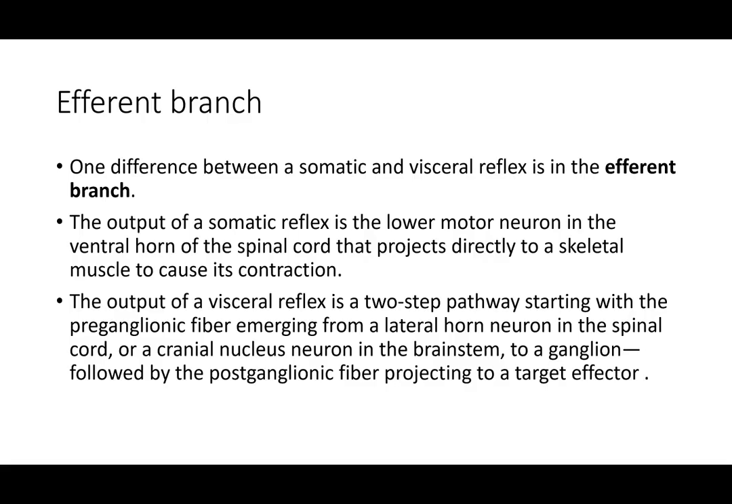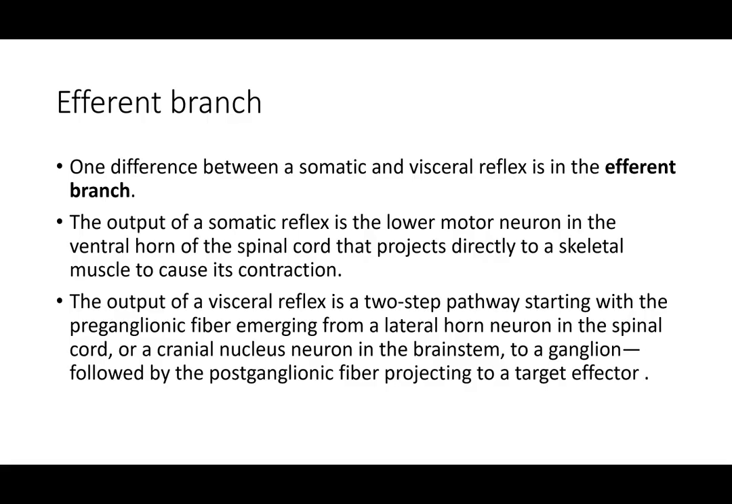All right, another big difference between the somatic and visceral or autonomic reflexes is the efferent branch of the systems. So this is the output, so signals traveling away from the central nervous system. For a somatic reflex, that output is going to be a lower motor neuron in that ventral horn of the spinal cord, going directly to a skeletal muscle for contraction.